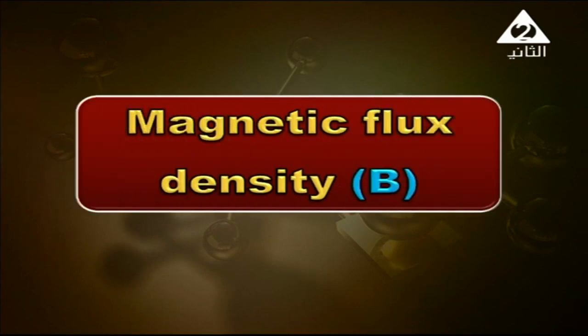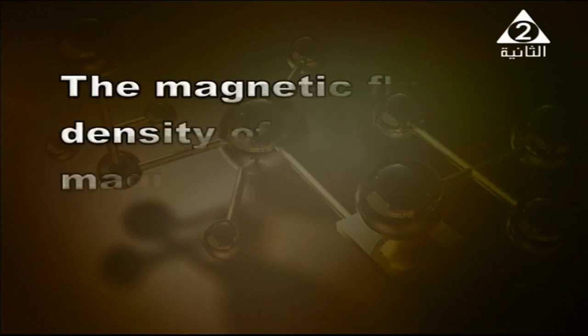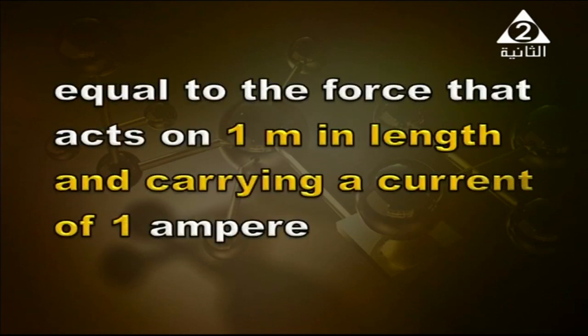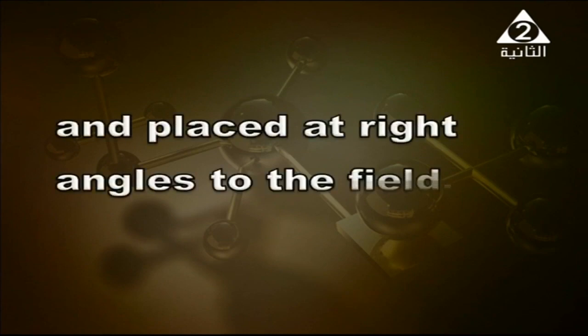Magnetic flux density: we want to give it a definition from this expression. The magnetic flux density of a uniform magnetic field at a point is numerically equal to the force that acts on a wire 1 meter in length carrying a current of 1 ampere, and the wire should be placed at right angles to the field.